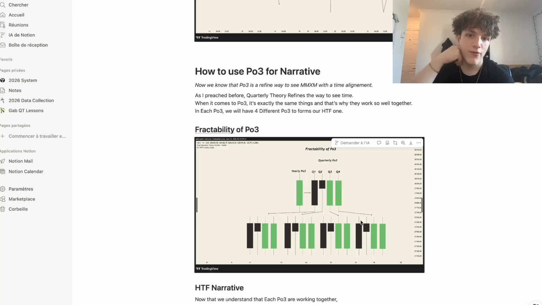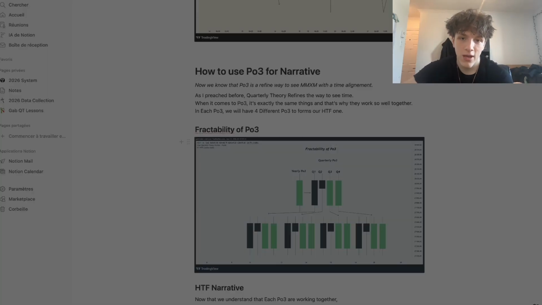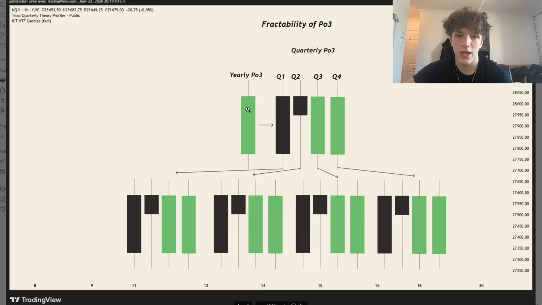So how to use power of 3 for narrative. I want to quickly dive into that. Now we know that power of 3 is a refined way to see the market maker model with time alignment. As I preached before, quarterly theory refines the way to see time. When it comes to power of 3, it's exactly the same thing, and that's why they work so well together. In each power of 3, we have 4 different power of 3s to form our higher time frame ones. I made a quick drawing right there, just for you guys to understand.